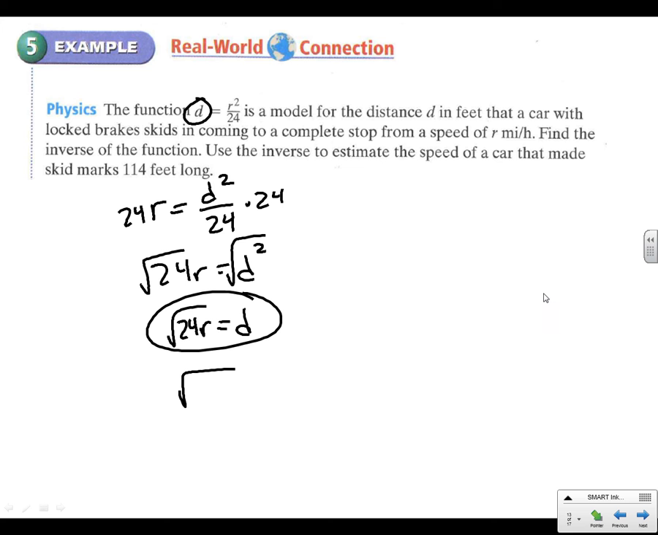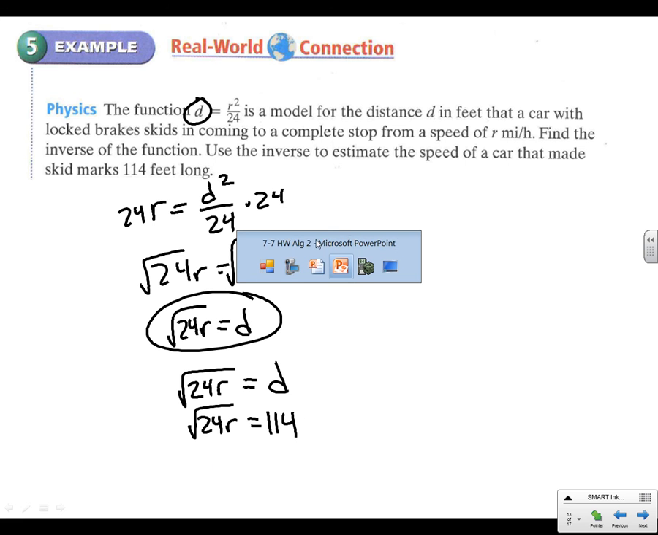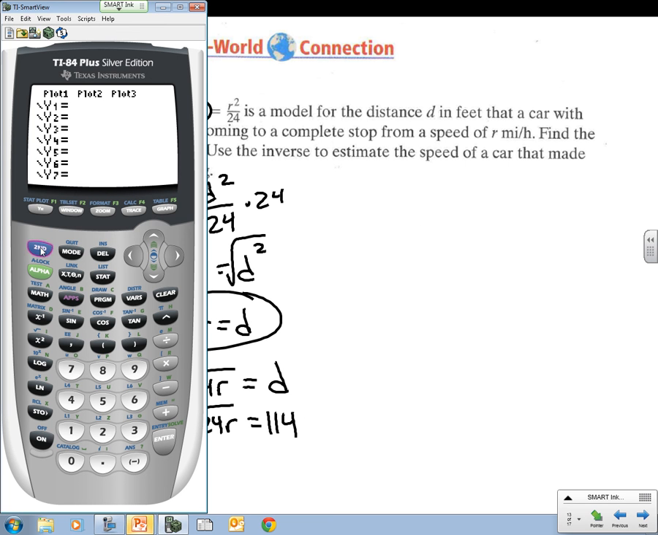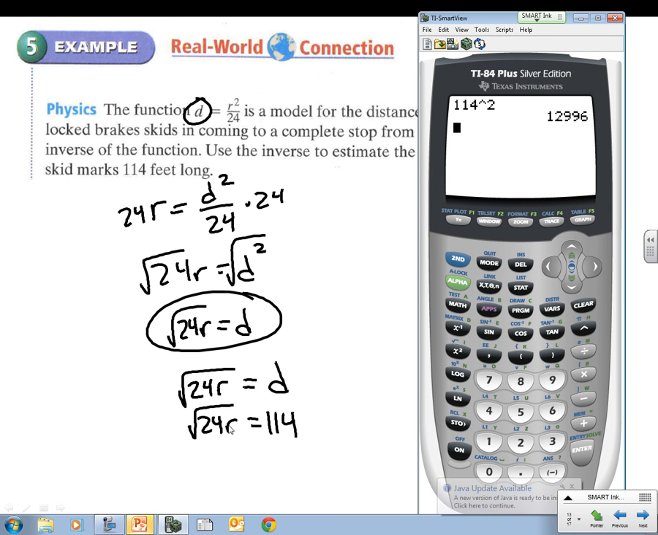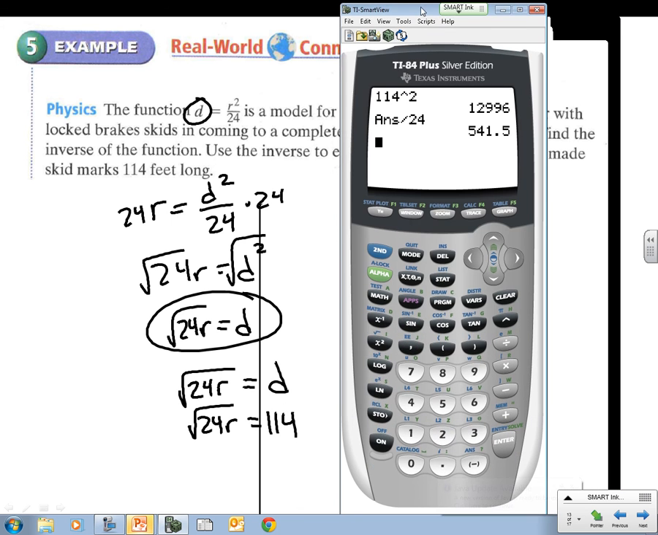Square root of 24 R equals d, and the skid marks were 114 feet long. Okay, so on this one, let's go ahead and square both sides. We're going to need to square 114. Going to grab my calculator. 114 squared is 12,996. And then we're going to need to divide by 24. So 541 miles per hour. That seems awfully fast.